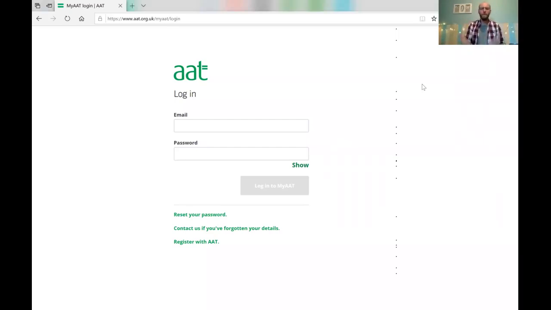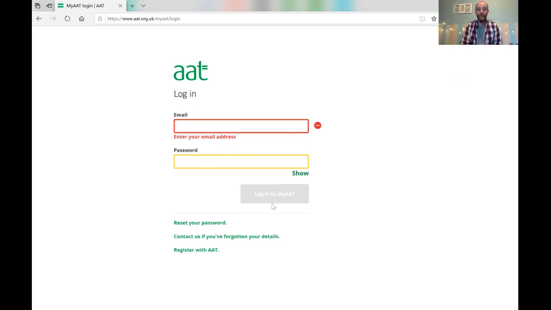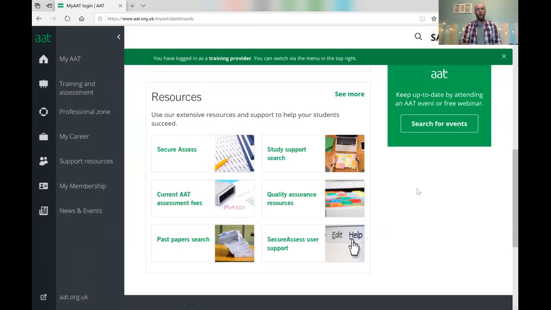Okay, so whichever browser you use, go over to your browser and search for aat.org.uk. What you need to do is log into your My AAT account, which you should have already and have probably been using quite a bit anyway. Just enter your email and then your password and log into the AAT. Once you're logged in, your screen may look a little different from mine because mine's from a tutor perspective, but the principle is the same.